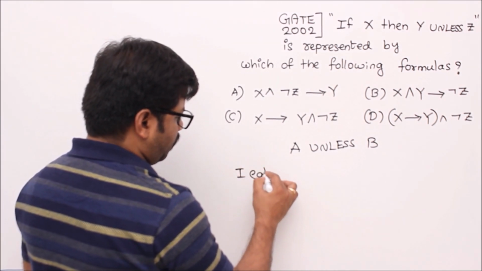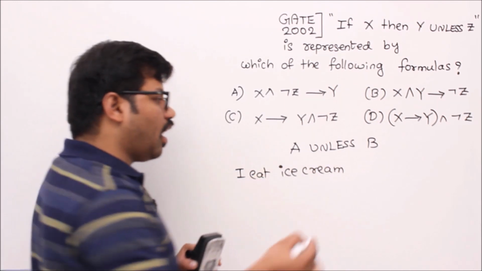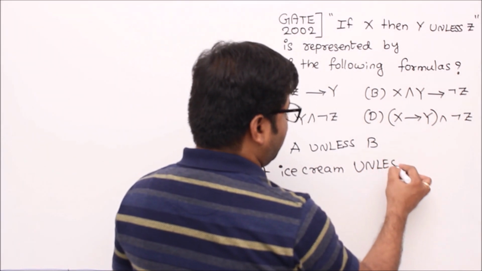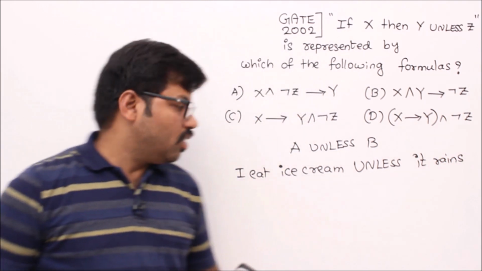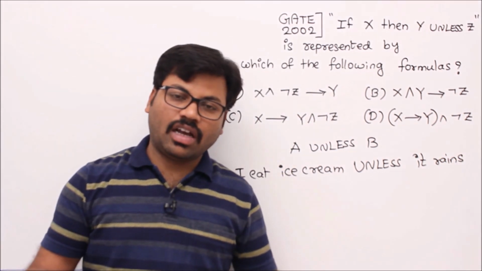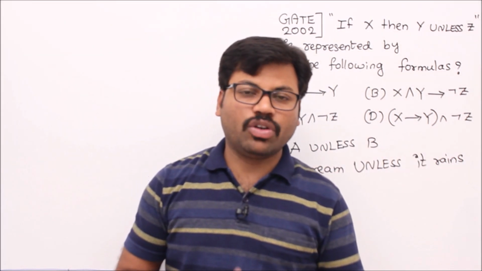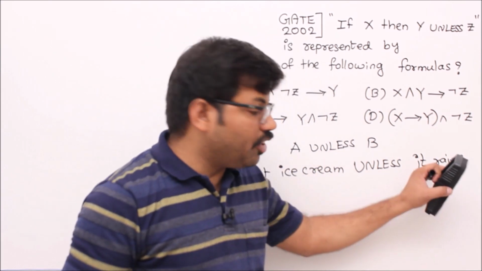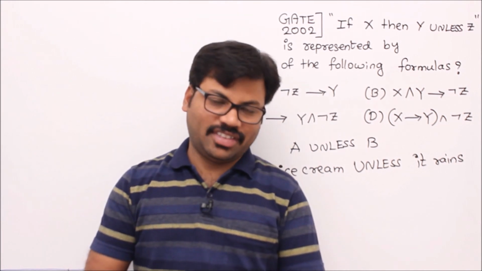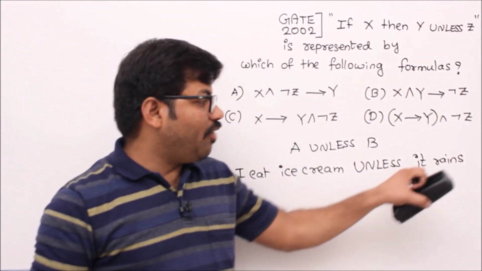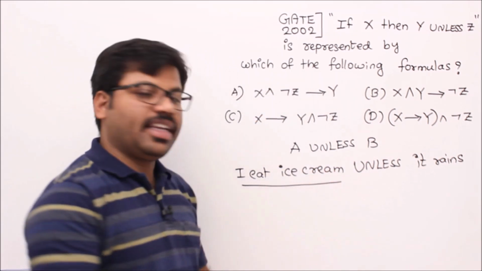Let's take this example: I eat ice cream always unless it rains. If it rains, I don't know what I do, I'm not sure. Generally I eat ice cream always, unless it rains. If it rains, I can't give any guarantee about my behavior. If you ensure there is no rain, then I ensure I eat loads of ice cream. That's what this statement means. If it doesn't rain, then definitely I do this regular activity called eating ice cream.